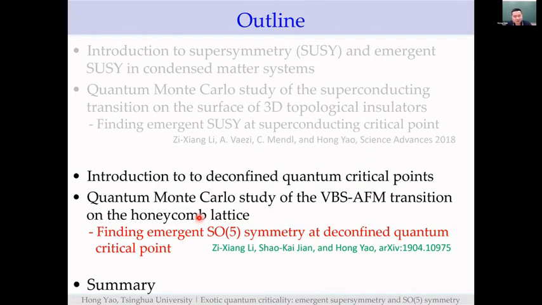So after that, I will go to the second part of this talk, namely quantum Monte Carlo study of the one-spin solid to antiferromagnetic transition on the honeycomb lattice. We try to see whether SO(5) symmetry emerges at this putative deconfined quantum critical point.